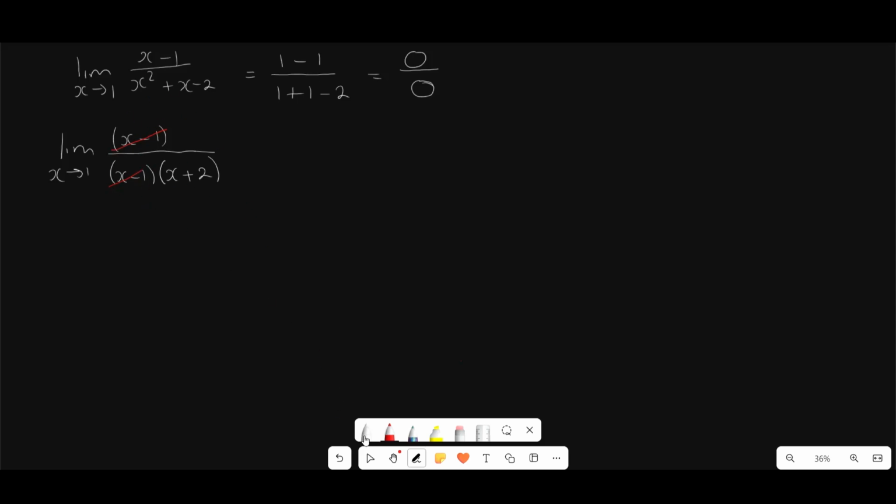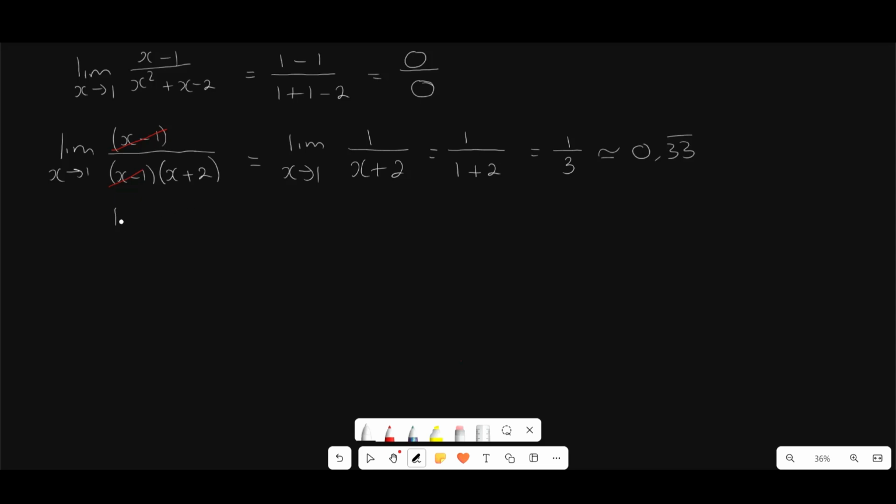Then you remove those two because they're common, and hence I'll have the limit as x approaches 1 of 1 over x plus 2. And then if I do the direct substitution, I will have 1 over 1 plus 2, which is the same as 1/3, which is approximately 0.33 recurring, right? So that is what we mean by the indeterminate form, and hence one should factorize and then cancel the common factors. Okay, let's look at more examples on this.